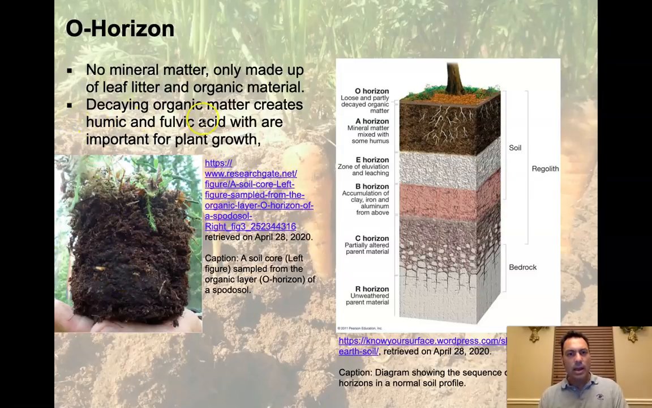Now, decaying organic matter creates humic and fulvic acid in that layer, which are very important for plant growth, it turns out. But remember, we're already raining acid down through rainwater, which has a pH of 5.5. It interacts with that dead and decaying material at the surface, and then we're creating fulvic and humic acid, which, while important for plant growth, also is going to have important chemical effects going down through the soil.